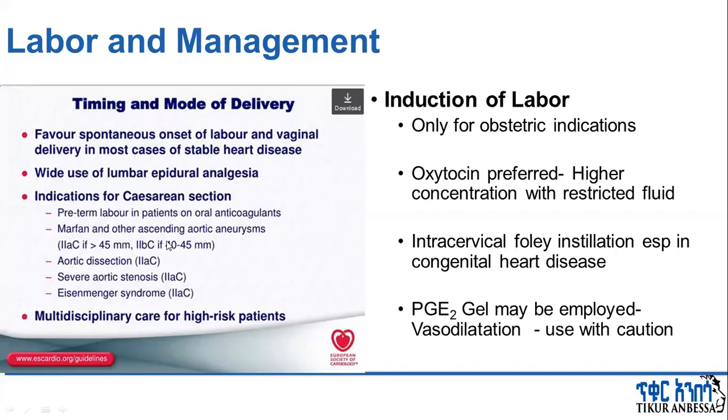Cesarean sections are indicated only if labor starts in a patient who is on oral anticoagulant, before switching, because there is a risk of intracranial fetal hemorrhage. The other is Marfan's, to avoid progression and aortic dissection. In patients with aortic dissection, severe symptomatic aortic stenosis, or Eisenmenger's, cesarean section has to be done. Otherwise, we should not advise cesarean section routinely, because similar to vaginal delivery, cesarean section is associated with significant hemodynamic fluctuation with intubation, extubation, anesthesia, analgesia, and so on. So spontaneous vaginal delivery is the preferred one.